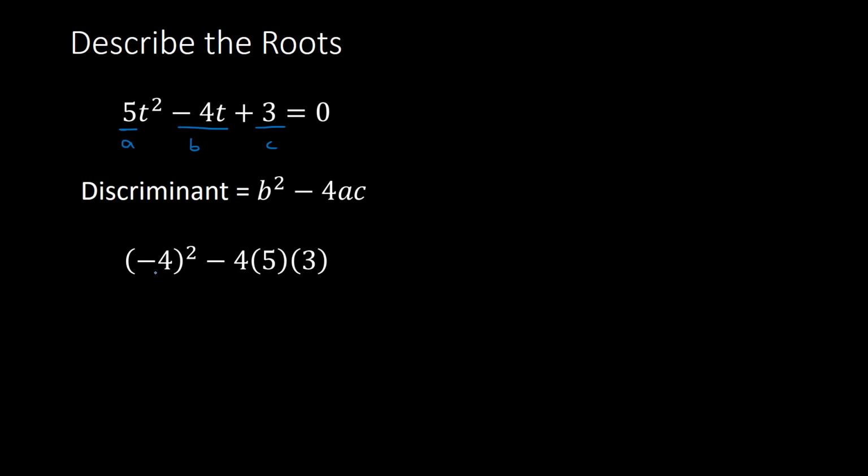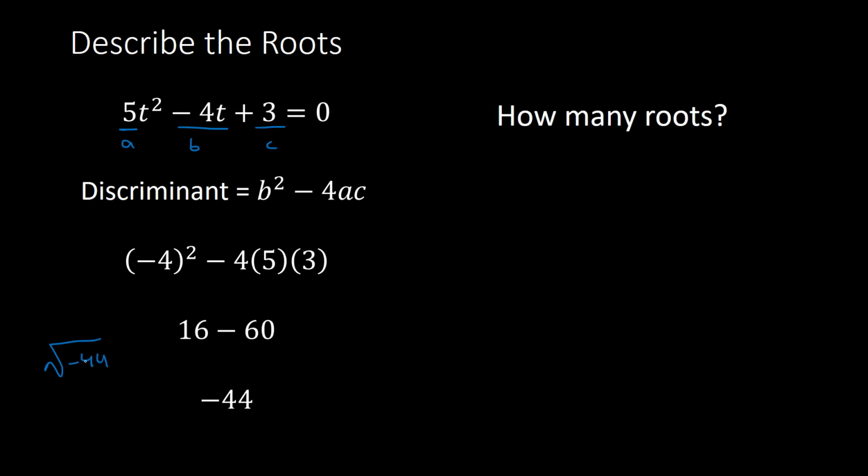Negative 4 squared is 16. Negative 4 times 5 times 3 would be negative 60. So my discriminant is negative 44. Now remember, inside of the quadratic formula, this would be the square root of negative 44. And so to answer the question on how many roots, by the way, plus or minus the square root, we're going to have 2 roots because of the plus or minus.